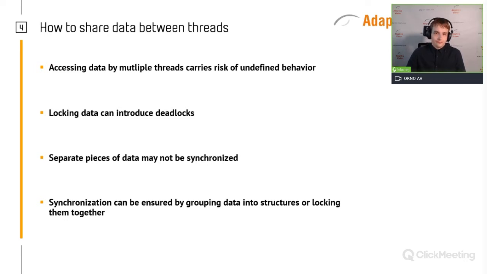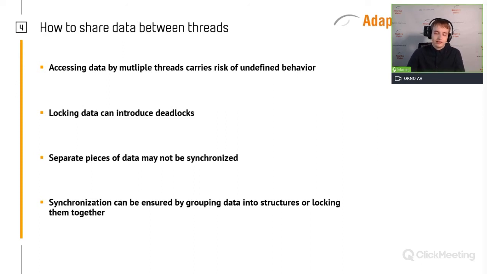To avoid it, we can lock data. Every time a thread wants to access it, it has to be locked first. And when it is locked, no other thread can establish its own lock. The other thread will have to wait until the first lock is released.